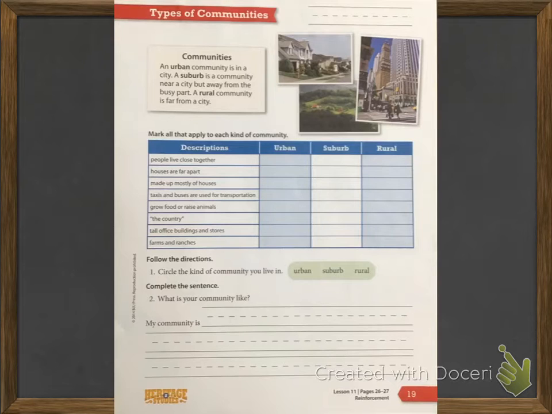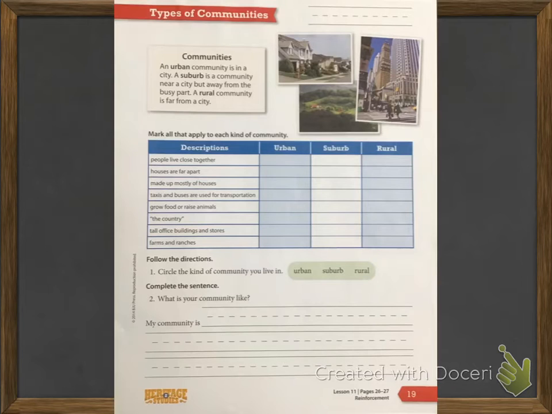All right, so how is a suburb different from an urban community? So a suburb is somewhere that's not in the city. It's near the city, but it's not a busy part of town. You know what I'm talking about? So how is that different than a city? Charlie? It's a town, but it might have kind of the same things as an urban part of the city, but it's not as busy.